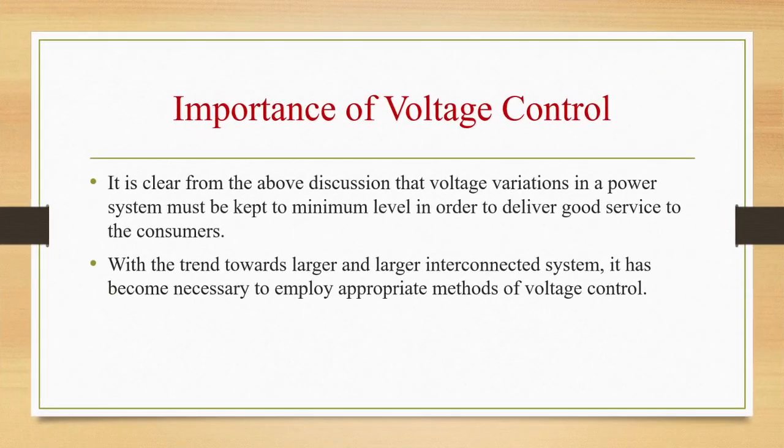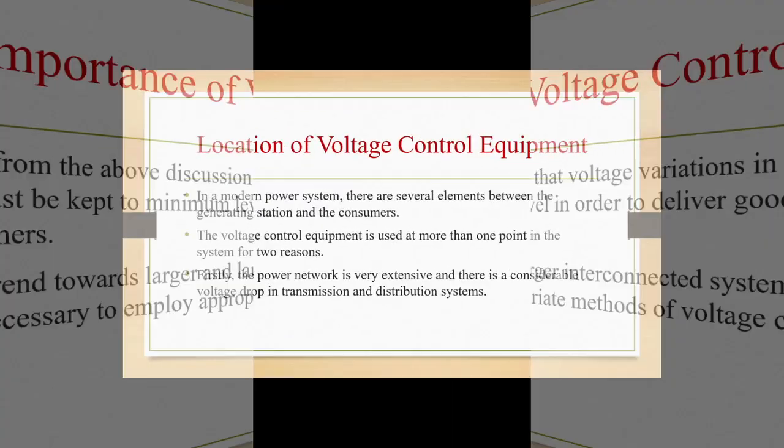So it is clear from these 3 points that voltage variations in a power system should be kept at minimum level, so that we give a good service to the consumers. And with the trend towards larger and larger interconnected system, it has become necessary to employ appropriate methods of voltage control.